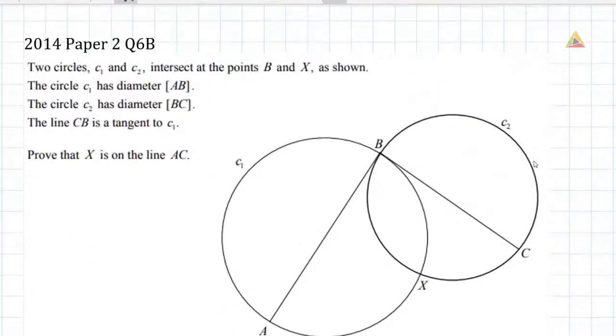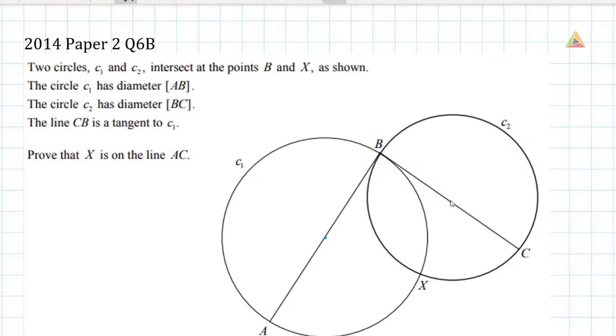So this is 2014 paper 2 question 6b, which says two circles C1 and C2 intersect at the points B and X as shown. The circle C1 has a diameter of AB. So the distance that's running from A to B is the special chord that goes through the center. So the center is somewhere around here. And the circle C2 has the diameter BC. So the line segment that goes from B to C is a special chord as well. So the center is going to be somewhere around here.